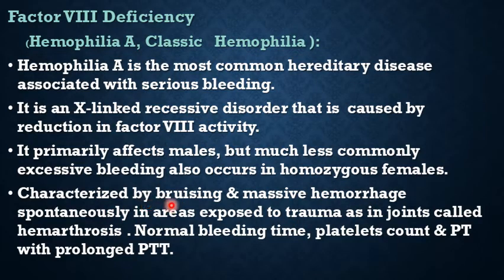The patient is characterized by bruising and massive spontaneous hemorrhage in areas exposed to trauma, especially in the joint, which is called hemarthrosis. There is bleeding inside the joint. Normal bleeding time, because the platelet count is normal, while the PT is normal with a prolonged partial thromboplastin time. So here we do lab investigation of those patients. Bleeding time is normal, platelet count and prothrombin time are normal, while the PTT is prolonged.